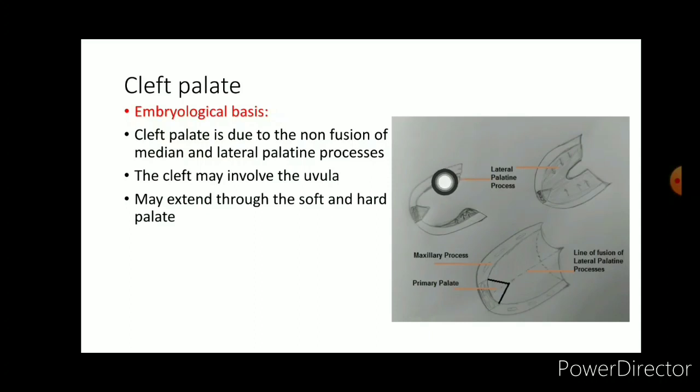Now, the mesenchyme proliferates from the inner wall of the maxillary prominence to form the lateral palatine process. The lateral palatine processes grow horizontally and fuse with each other, and also fuse with the nasal septum superiorly to form the secondary palate. Now, the median palatine process forms the primary palate. Primary palate and secondary palate fuse to form the definitive palate.